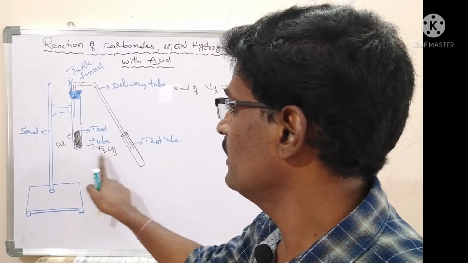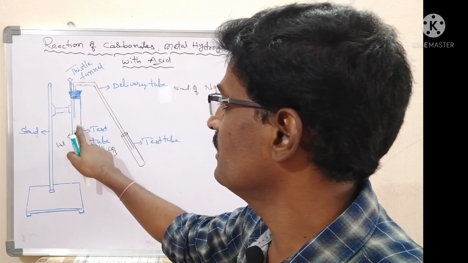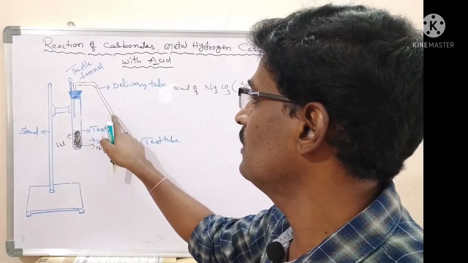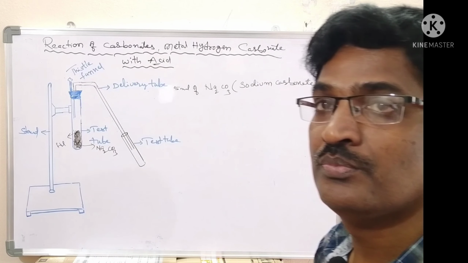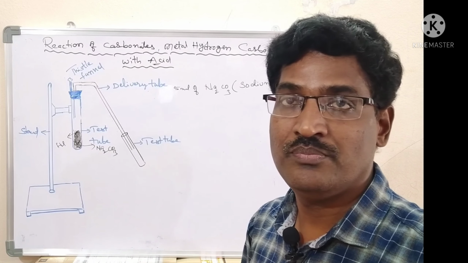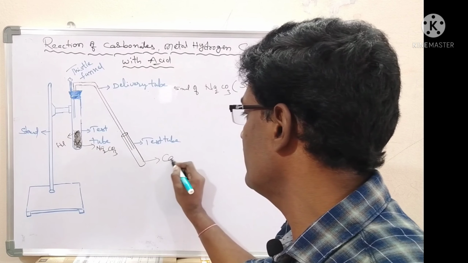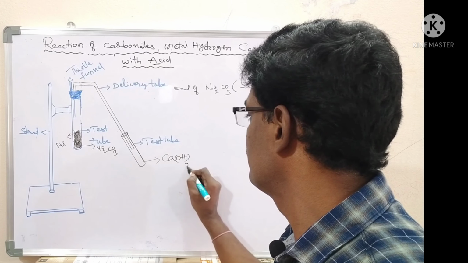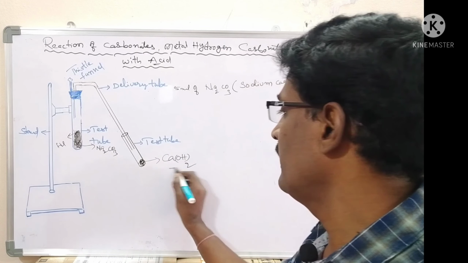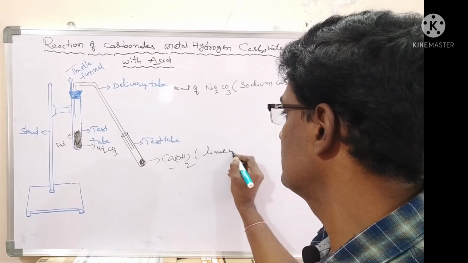When sodium carbonate reacts with acid, a reaction takes place. Here one of the gases is passing through the delivery tube. Which gas is passing? That we have to test with calcium hydroxide. In this test tube we have to take calcium hydroxide, also known as lime water.